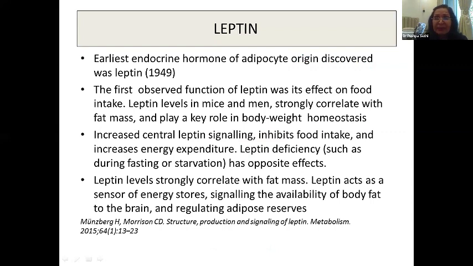Leptin levels in mice and men strongly correlate with fat mass and play a key role in body weight homeostasis. Increased central leptin signaling inhibits food intake and increases energy expenditure. Leptin deficiency, such as during fasting or starvation, has the opposite effect. Leptin levels strongly correlate with fat mass. Leptin acts as a sensor of energy stores, signaling the availability of body fat to the brain and regulating adipose reserves.